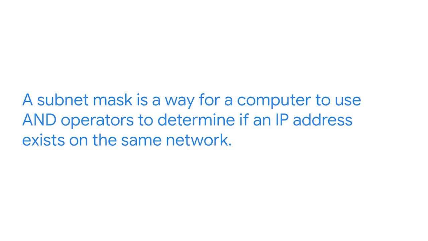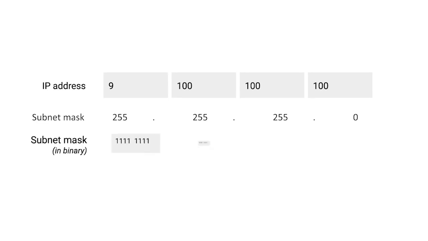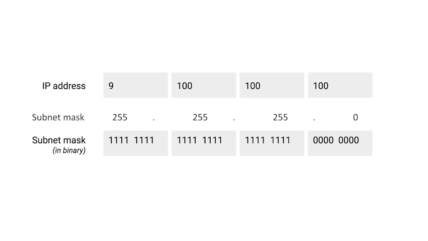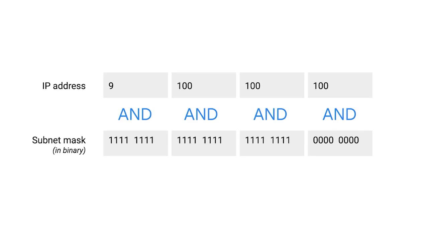A subnet mask is a way for a computer to use AND operators to determine if an IP address exists on the same network. This means that the host ID portion is also known, since it'll be anything left out. Let's use the binary representation of our favorite IP address, 9.100.100.100, and our favorite subnet mask, 255.255.255.0.